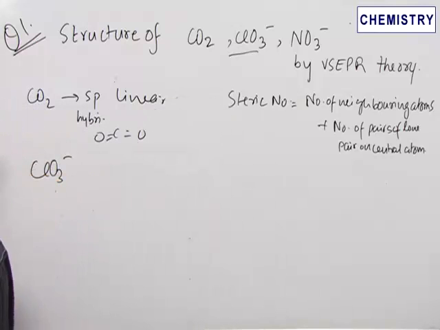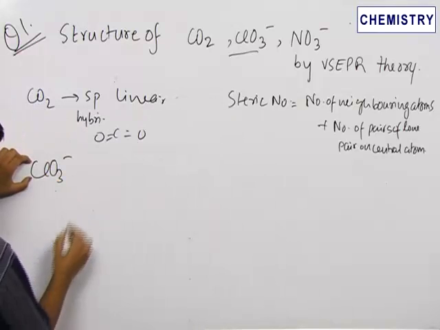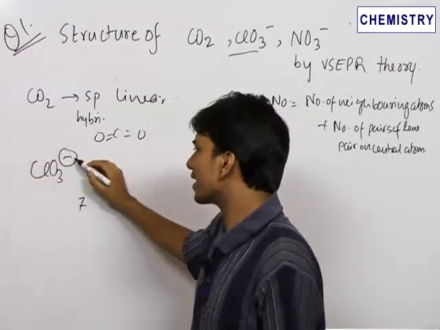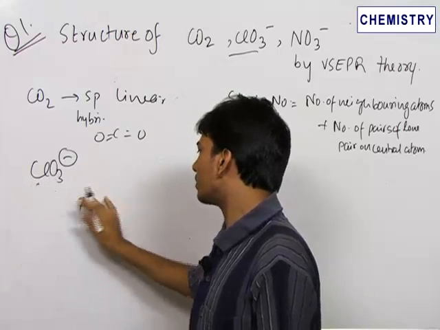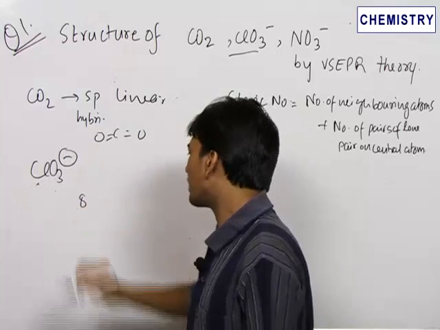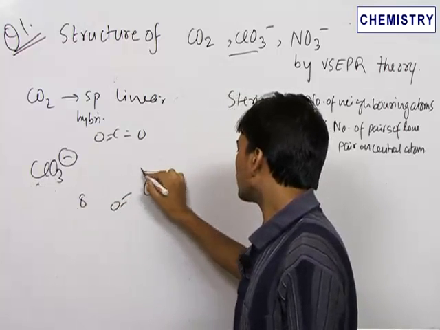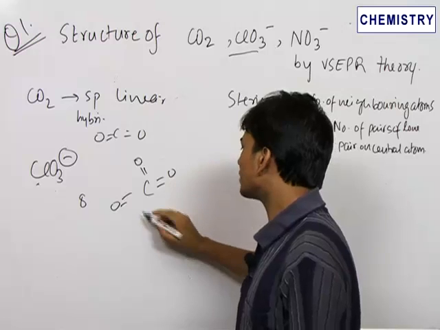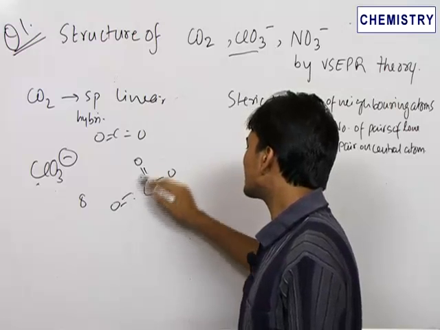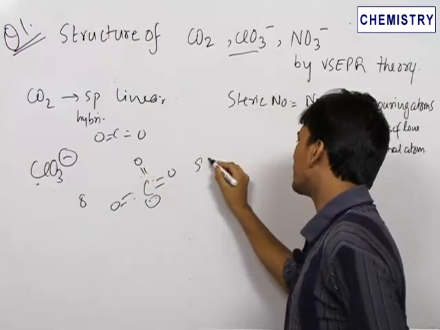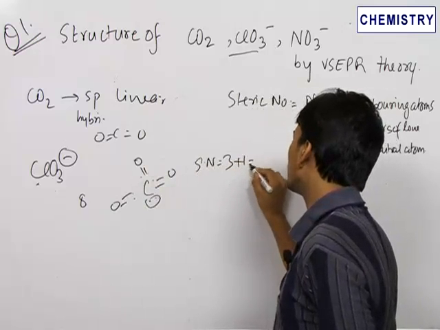For ClO3 minus, we know that the number of electrons in the outermost shell of chlorine is 7. Now there is an extra negative charge. That means there is an extra electron on the central atom. That means in the outermost shell of chlorine now we have 8 electrons. Now this chlorine will bond with 3 oxygen atoms. Therefore 6 electrons are occupied. Therefore it has a free lone pair. Therefore its steric number is equal to 3 plus 1, which is 4.